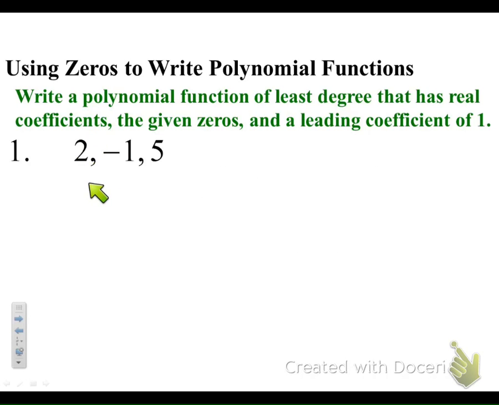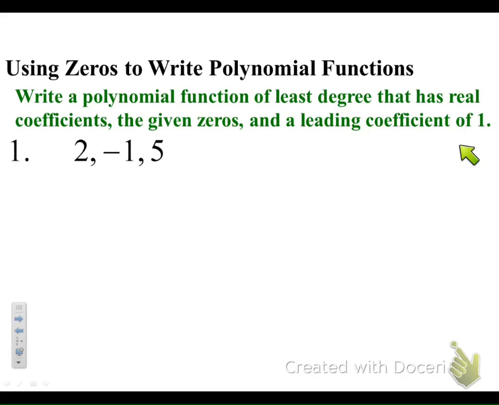Here are the directions that are on your test, or I should say quiz, as well as in your homework, as well as on your final exam. It's going to say something like, okay, if these are the x-intercepts or if these are the zeros, which function matches it? So we're going to write a polynomial function of the least degree that has real coefficients, but it has these as the zeros or the x-intercepts.